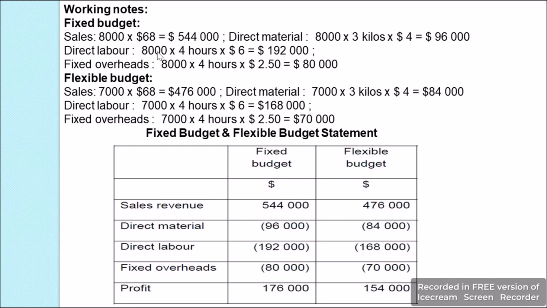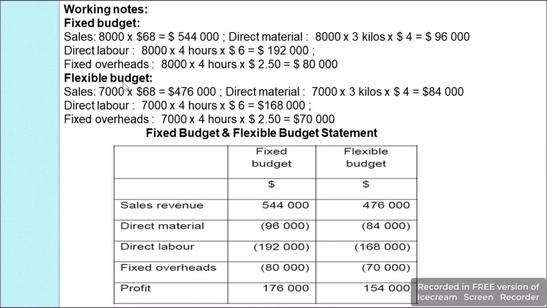Direct labor: 8,000 units, and for each unit we require 4 labor hours and the rate per hour was $6. So it will be 8,000 times 4 times 6, which will be $192,000. Fixed overhead was 8,000 and this was calculated on the basis of labor hours. So we have 4 labor hours for 1 unit and the price per hour was given as $2.50. So it will be $80,000.